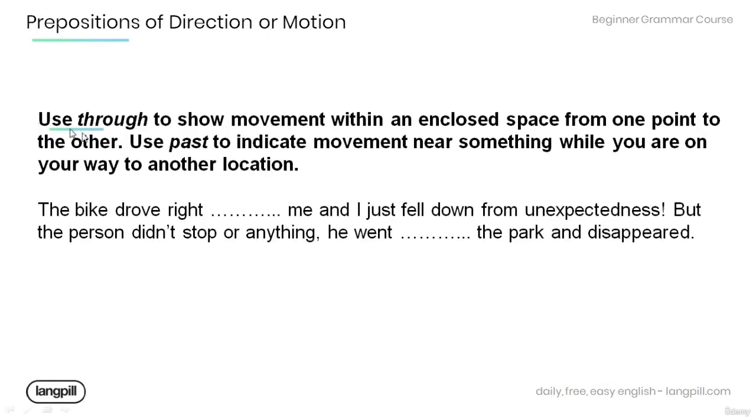Also note that we use through to show movement within an enclosed space from one point to the other. And we use past to indicate movement near something while you are on your way to another location. Now read the text below and fill in the blanks with through or past. The bike drove right past me, and I just fell from unexpectedness. But the person didn't stop or anything. He went through the park and disappeared.